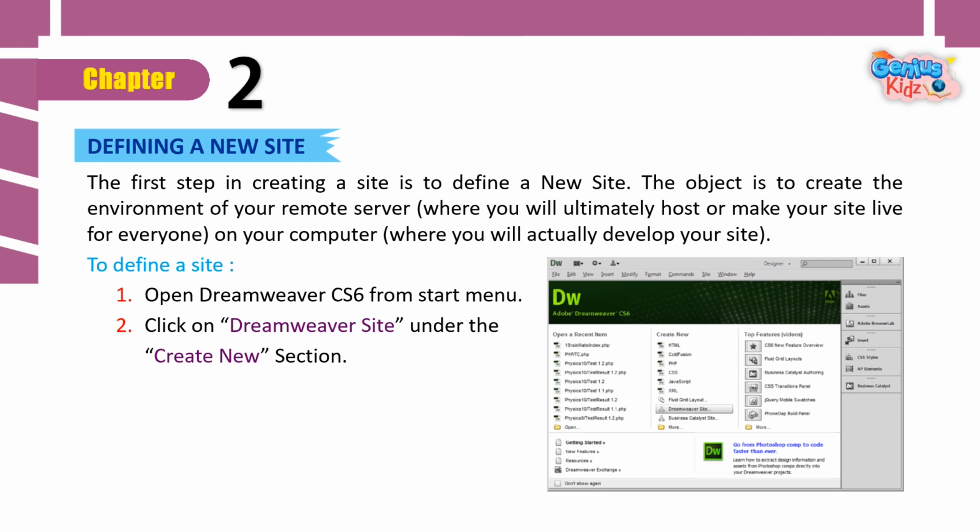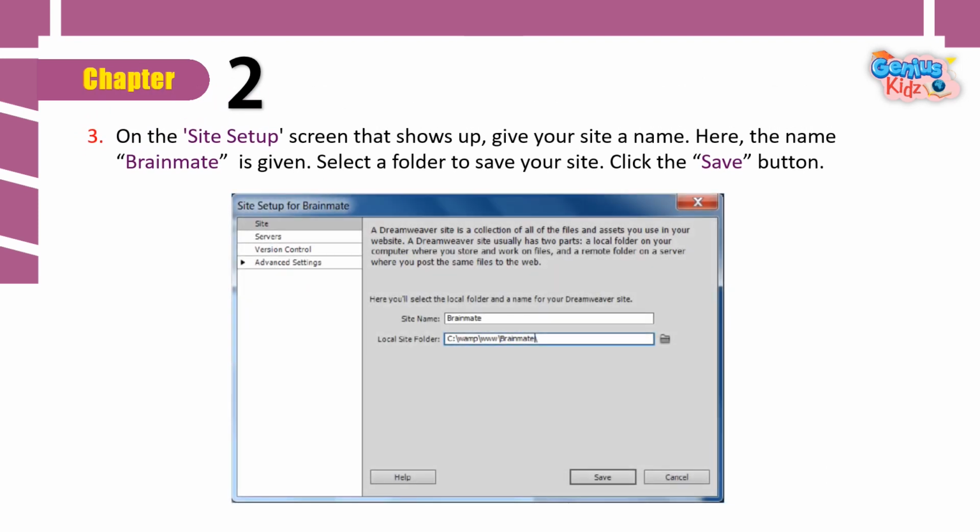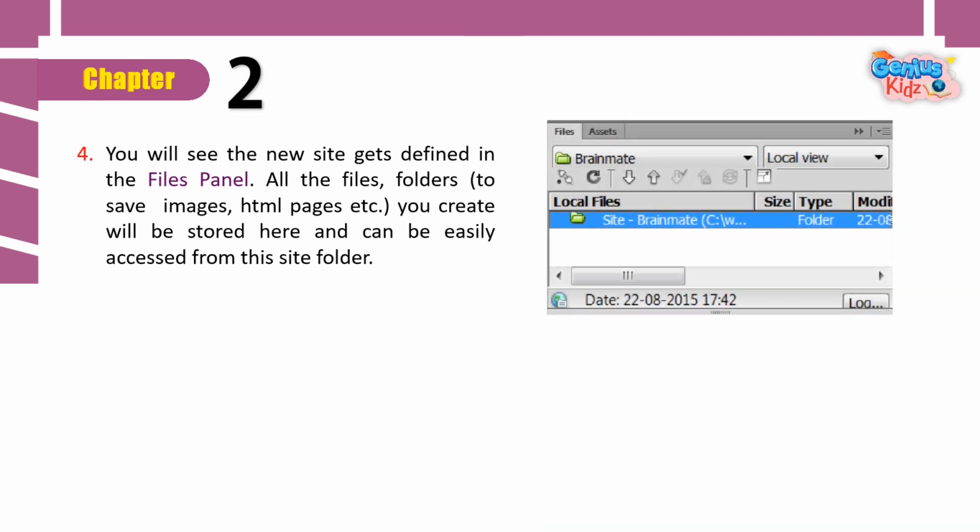To define a site, 1. Open Dreamweaver CS6 from Start menu. 2. Click on Dreamweaver site under the Create New section. 3. On the site setup screen that shows up, give your site a name. Here, the name BrainMate is given. Select a folder to save your site. Click the Save button. 4. You will see the new site gets defined in the Files panel. All the files and folders, to save images, HTML pages, etc. you create will be stored here and can be easily accessed from this site folder.